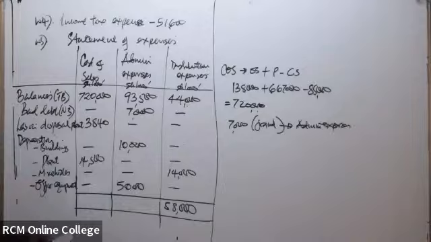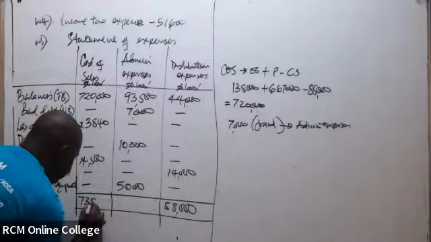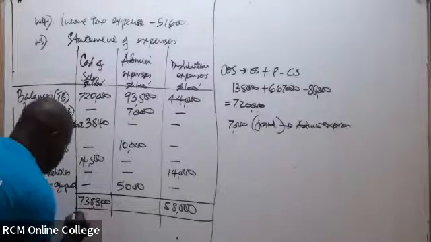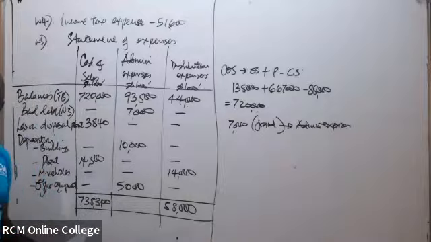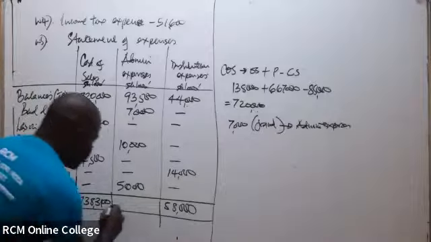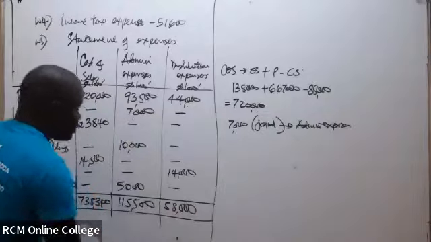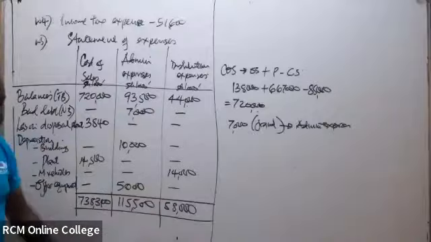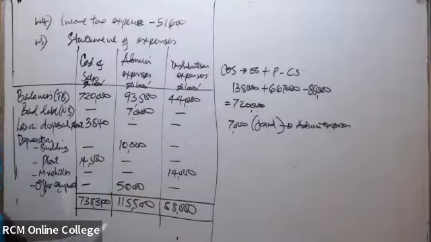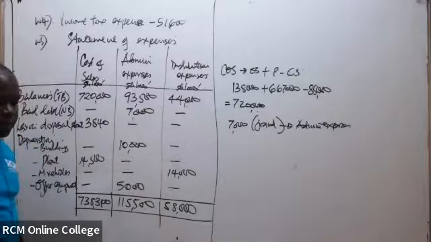Cost of sales is 738,340. What about admin? Admin is how much? 115,500. And I hope this one is okay. I've just added, I think it's 58. So this plus this, you should be able to get 58.